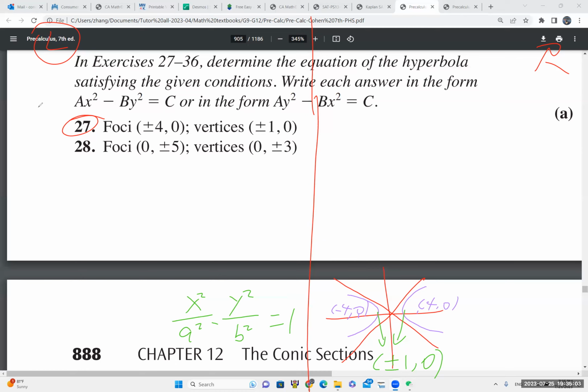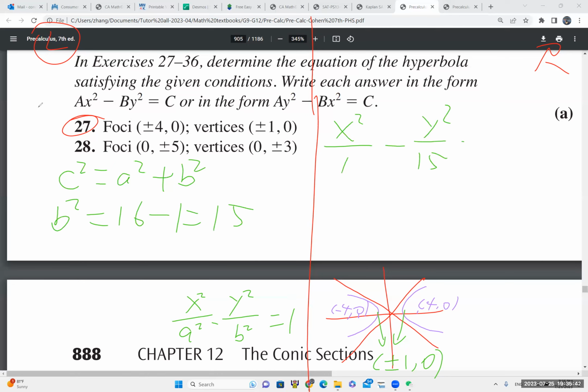Okay, to save time, we have to do it together. First, we know c squared equals a squared plus b squared. Then b squared should equal c squared, which is 16, minus a squared, which is just 1, so 15. So we get the equation x squared over 1 minus y squared over b squared, which is 15, equal to 1, right?